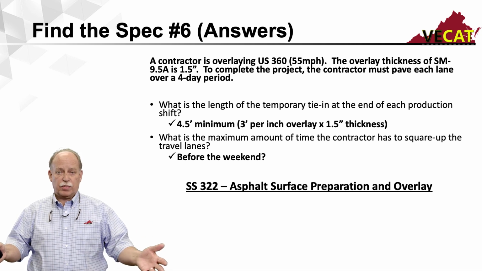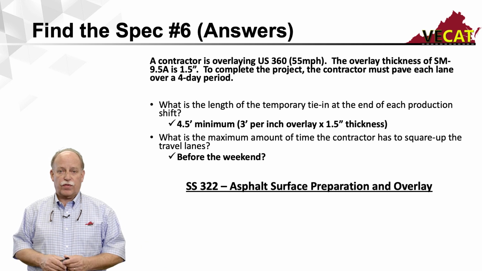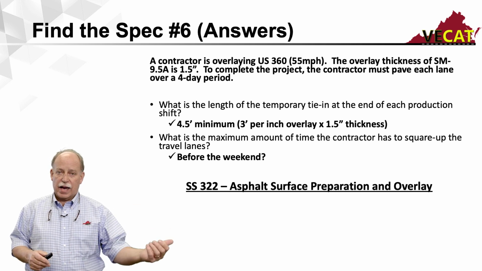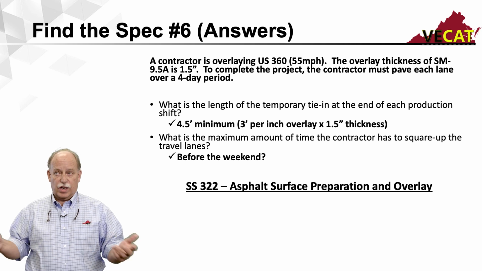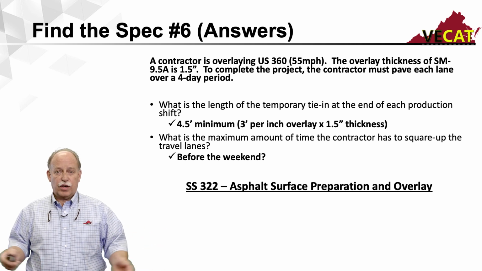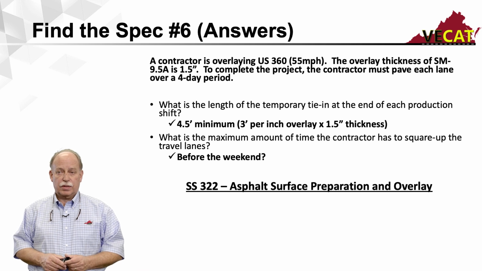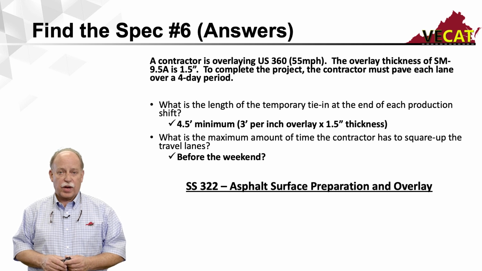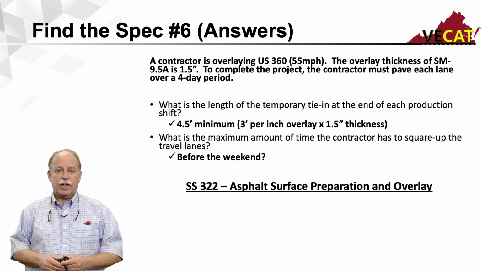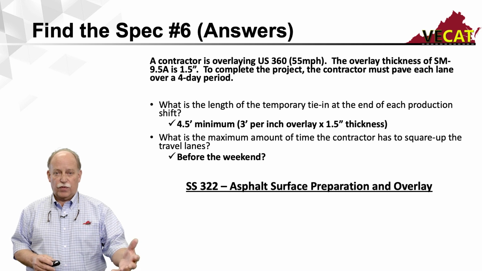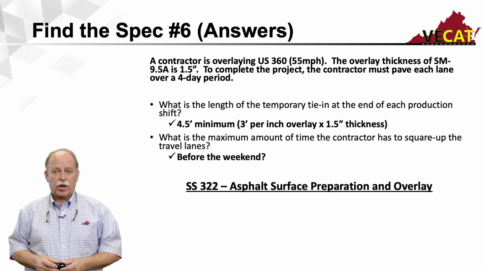So if you go look at that supplemental specification, you'll see that you have to have 4 to 4.5 feet for that minimum tie-in. That all ties back to that ACOT 1 that was talked about, and it tells you that you have to have 3 feet per inch of overlay. So you take 1.5 times that 3 feet, and you get 4.5 feet minimum for that tie-in. What's the maximum amount of time the contractor has to square up that roadway? Well, in this case, again, it's 55 miles an hour and over. There's a specific section that tells you it has to be done before the weekend. So he has to get out there and actually, if he's milled 4 miles, he's got to get that 4 miles squared up before the weekend.